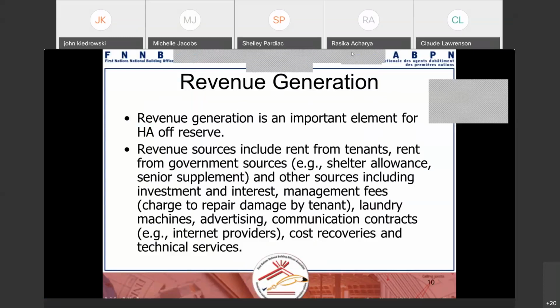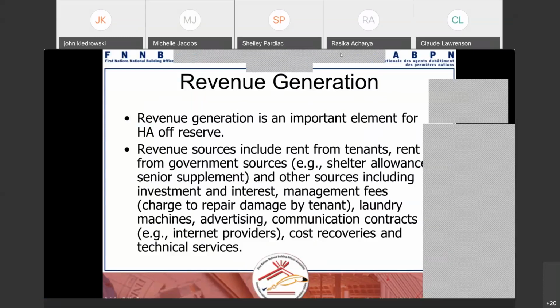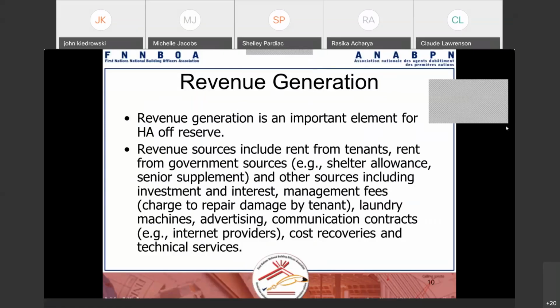So one of the big issues within a housing corporation is revenue generation. These housing corporations survive by generating revenue. Revenue generation is an important element for housing off reserve. These sources include rent from the tenants, rent from government sources, so that's shelter allowance, senior supplements, and other sources including investments, for example, laundry machines, advertising, communication contracts, internet providing. They do cost recovery, they do technical services. So there's a number of ways of how these housing corporations sustain themselves.